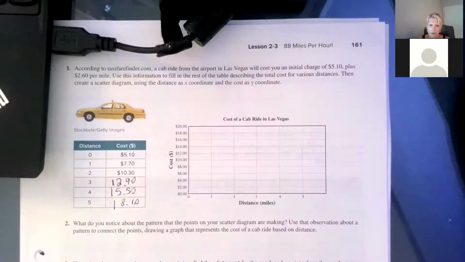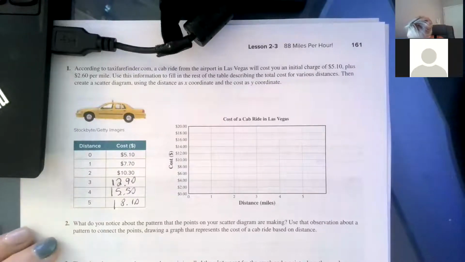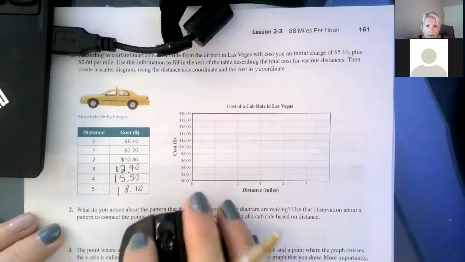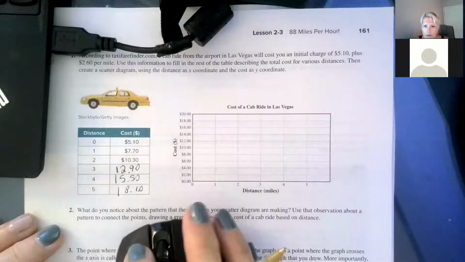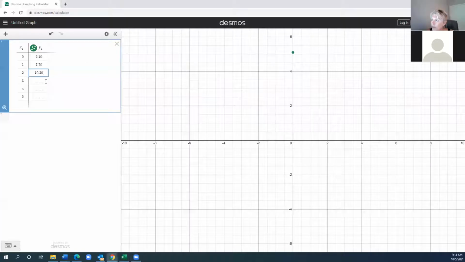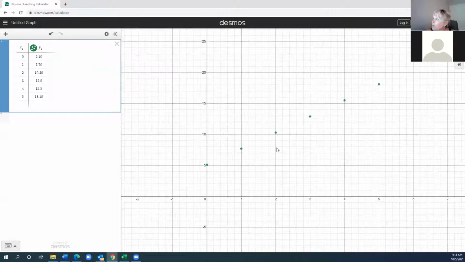Okay. So if we go to Desmos and then answer question number 3, I'm going to share my Desmos screen here. So in Desmos, I'm going to put in those extra points here that I've got. $12.90. Did you get the same ones, Carter? $12.90, $15.50, and $18.10. Yep. And then the magnifying glass right here, we'll plot the points, and there we go.